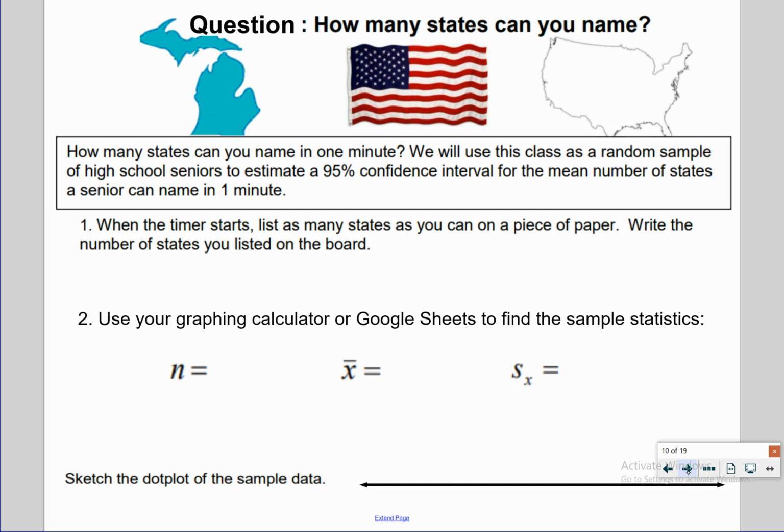We're trying to find a 95% confidence interval for the mean number of states that senior students can name in 1 minute. Let's see what we can do.